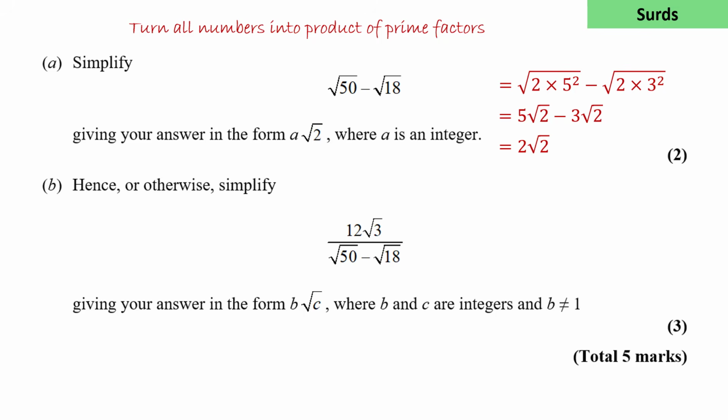For the second part, it's a hence or otherwise, so we're going to use the result in part A to give us 12 root 2 over 2 root 2. The 2 will cancel with the 12. We multiply top and bottom by root 2, and we can simplify it to be 3 root 6. Notice that we've been asked to put it in the form of b root c, which is why we didn't leave it as 3 root 3 root 2.